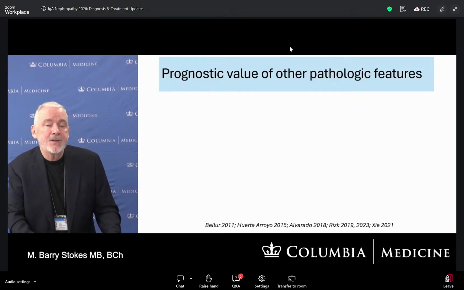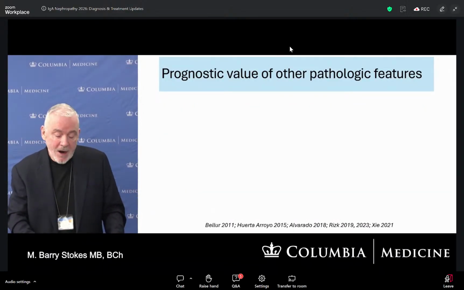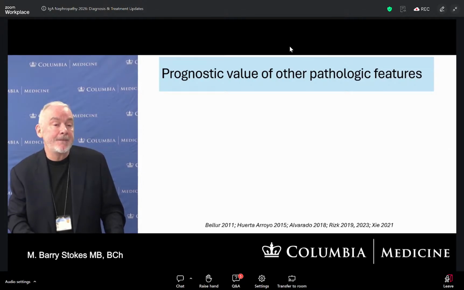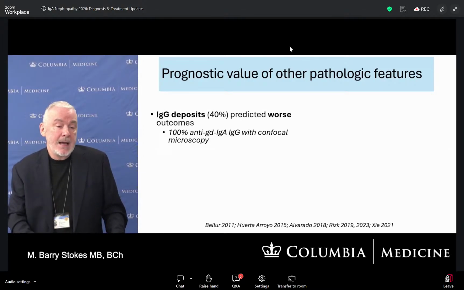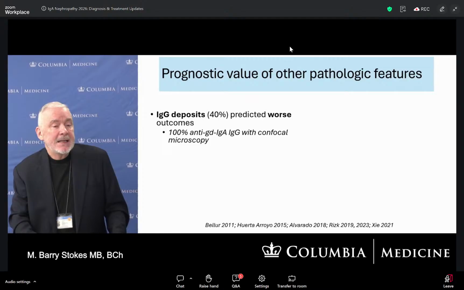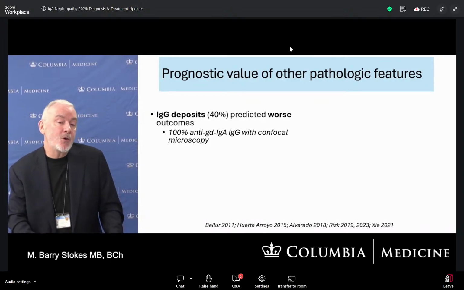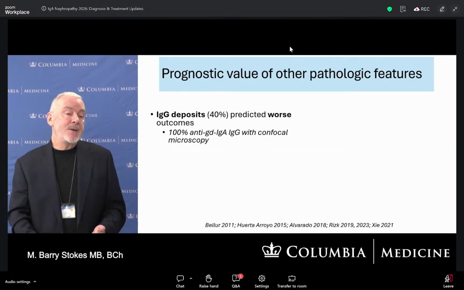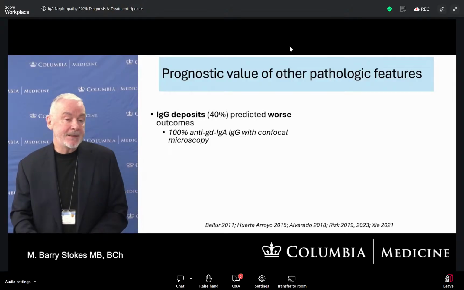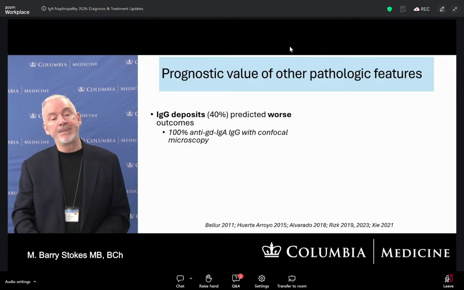Beyond the Oxford, or in addition to the Oxford scores, there are other pathologic features that may have prognostic value. Studies in the past indicated that if you see strong IgG deposits, which was seen in 40% of patients using routine immunofluorescence microscopy, those patients tended to have worse outcomes. And that again may be because they have more active immune complex deposition, these IgG-bound immune complexes.